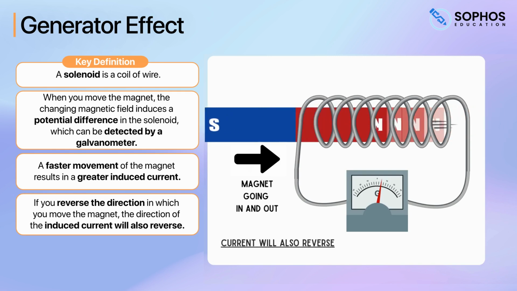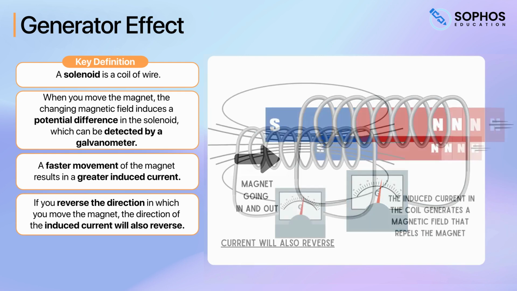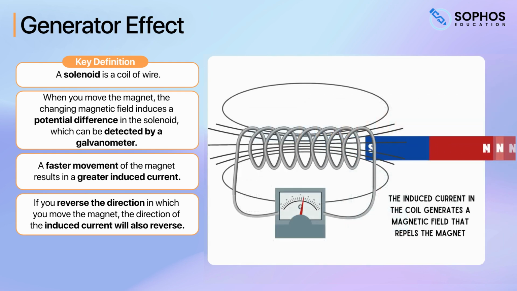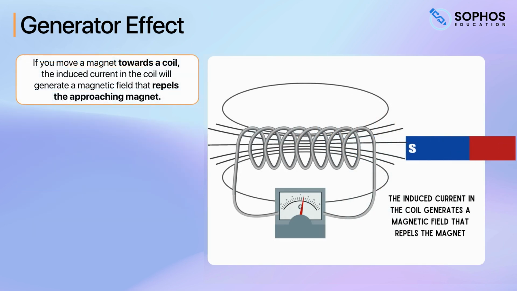When a current is induced in a conductor, it generates its own magnetic field. For example, if you move a magnet towards a coil, the induced current in the coil will generate a magnetic field that repels the approaching magnet.